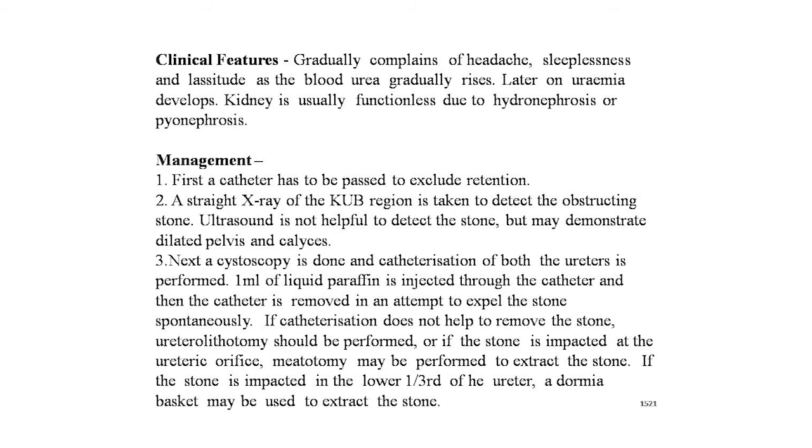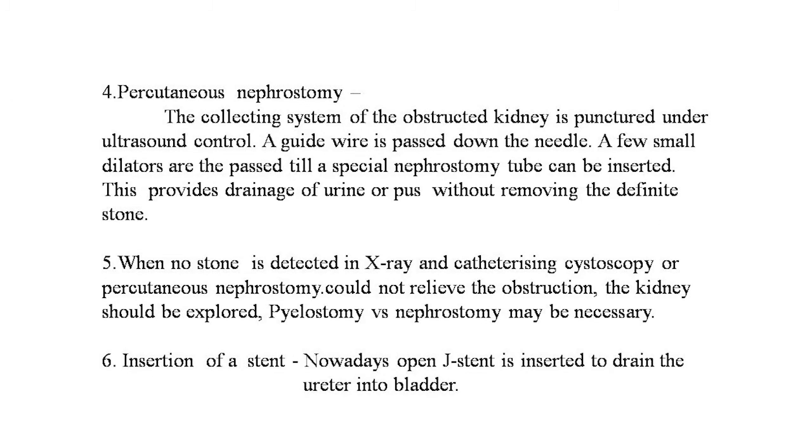If the stone is impacted in the lower 1/3 of the ureter, a Dormia basket may be used to extract the stone. And fourth point of the management of the anuria is the percutaneous nephrostomy. The collecting system of the obstructed kidney is punctured under the ultrasonic control. A guide wire is passed down the needle. A few small dilators are passed till the special nephrostomy tube can be inserted in the renal calyx. This provides drainage of the urine or pus without removing the definite stone.